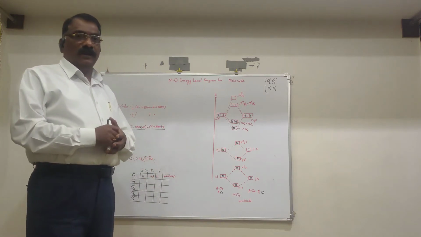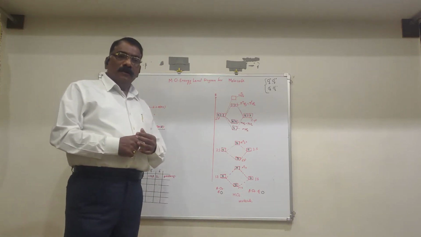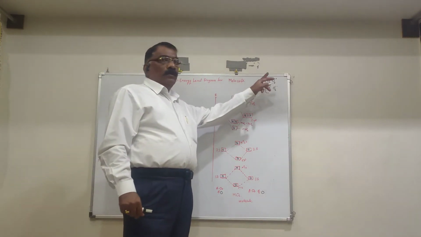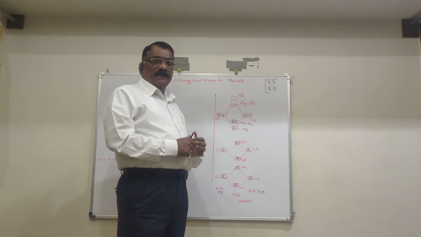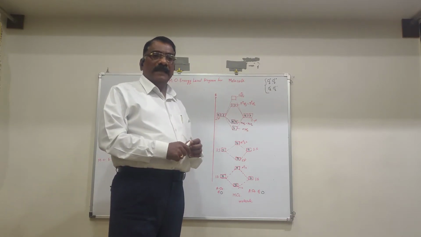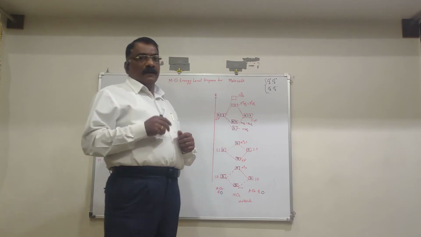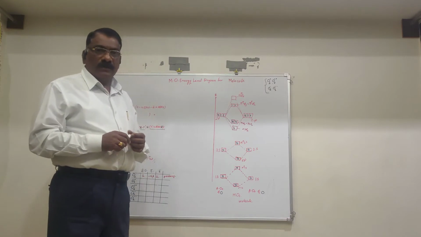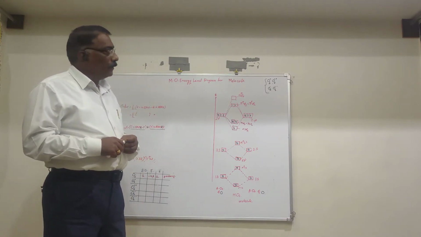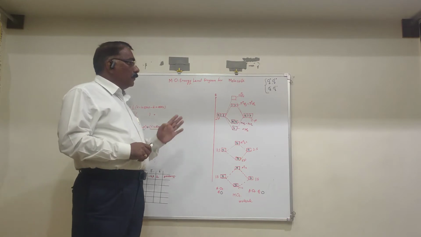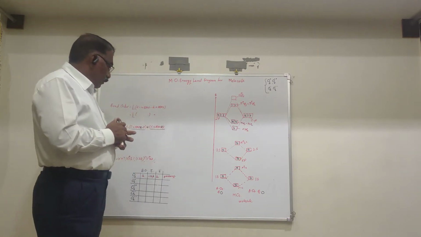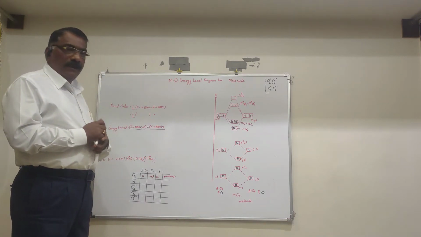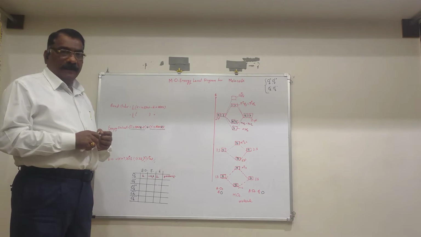Good morning, students. Today we are going to see the MO energy level diagram for O2 plus, O2 plus plus, O2 minus and O2 minus minus molecular ions. In the previous lecture, we saw the MO energy level diagram for the oxygen molecule. Oxygen has bond order 2, gives minus 4 beta amount of energy, and is paramagnetic in nature.